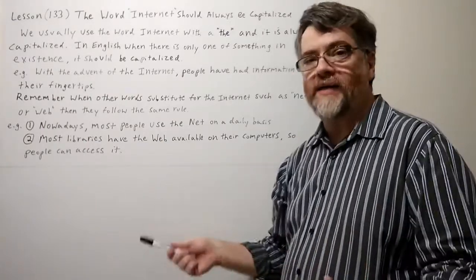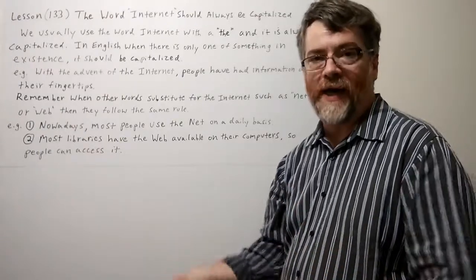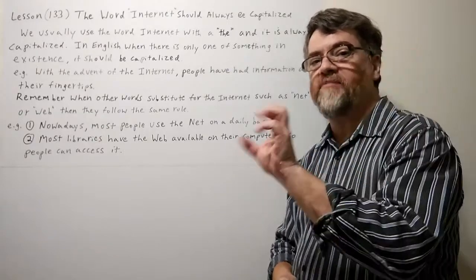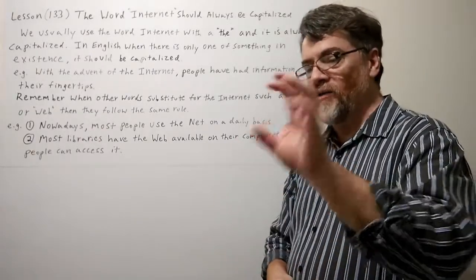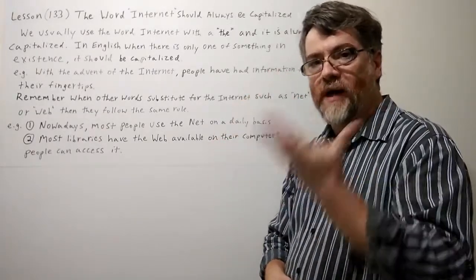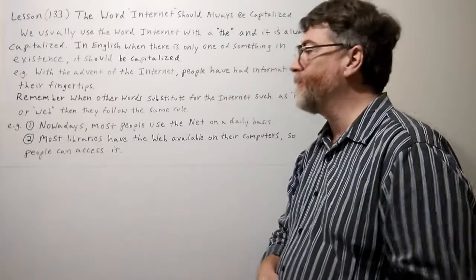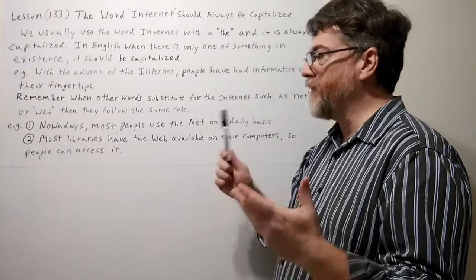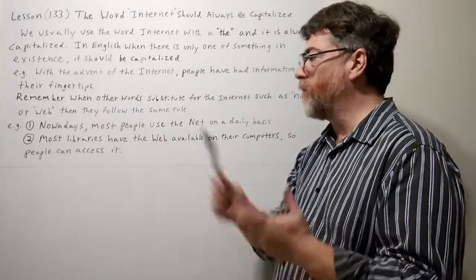And the same thing with a net. I mean, if you're talking about a basketball net or a fishing net, it doesn't get capitalized. But if you say the net, meaning the internet, you use a the, and the N must be uppercase. It must be capital N. Okay, good. So in this situation, they follow the same rule.